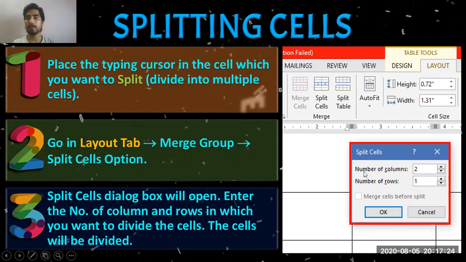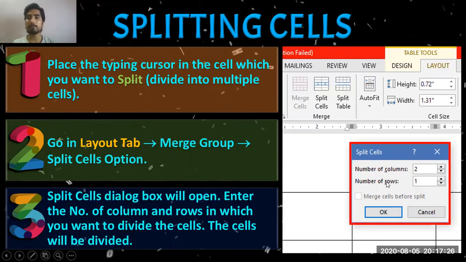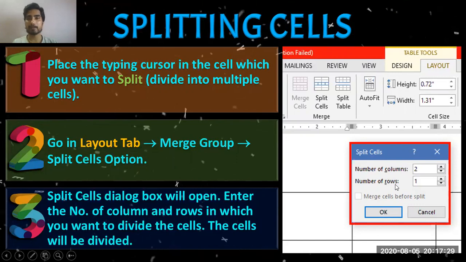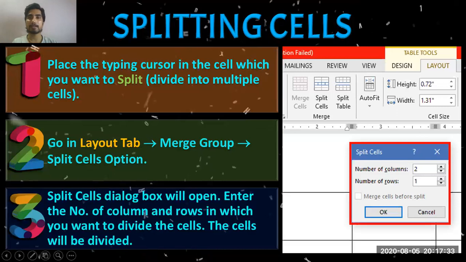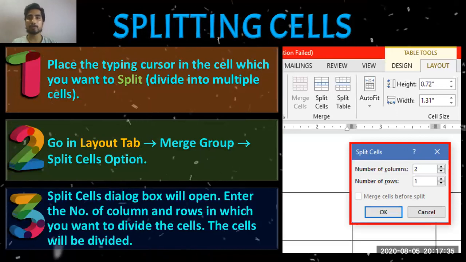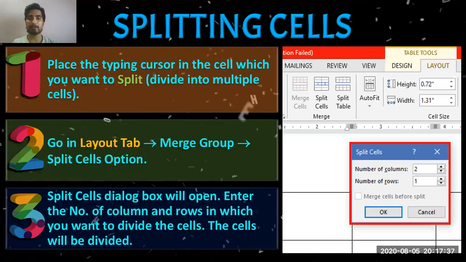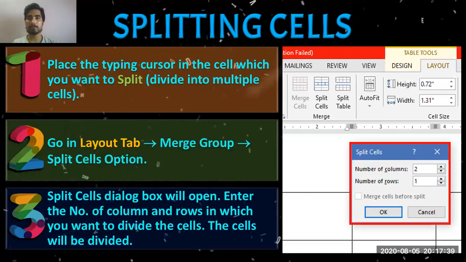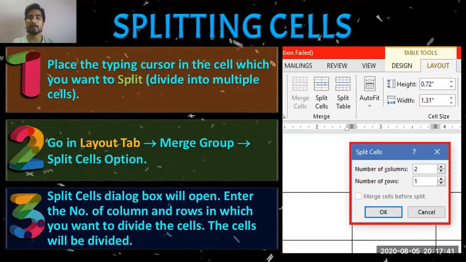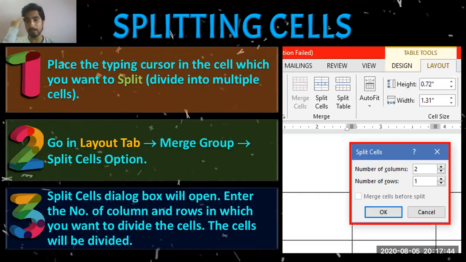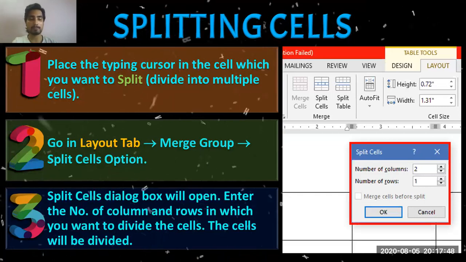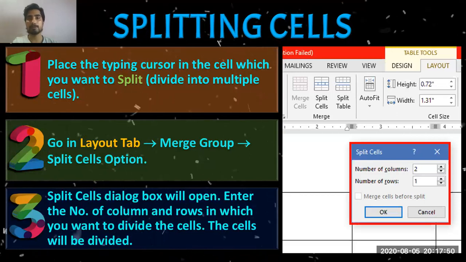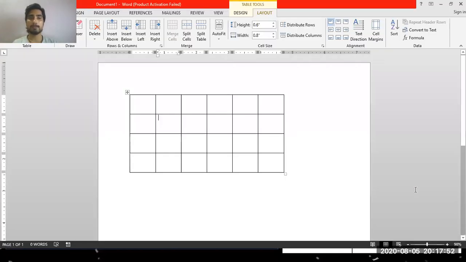In this dialog box you need to mention the number of columns and number of rows into which you want to divide the cell. Now the maximum number of columns and rows into which you can divide one single cell is 2 columns and 2 rows, not more than that. So mention the number of columns and rows as much as you want that cell to be divided into, and then click on OK. The selected cell will be divided. So let's move on to the MS Word application, and let's check how we can do this.